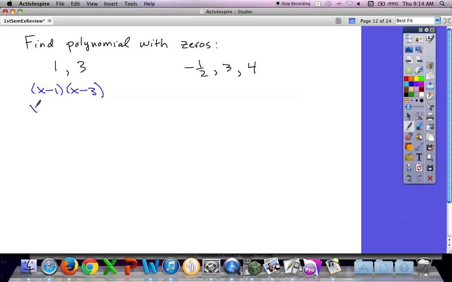X squared minus 3x minus x, which is minus 4x. Negative 1 times negative 3 is plus 3. So what's the polynomial that has those two zeros? There it is. They're always expected in standard form.